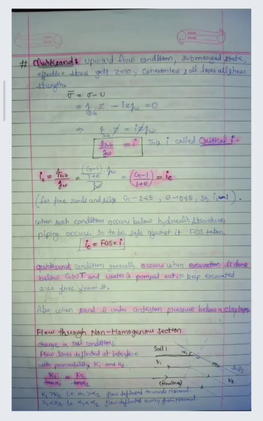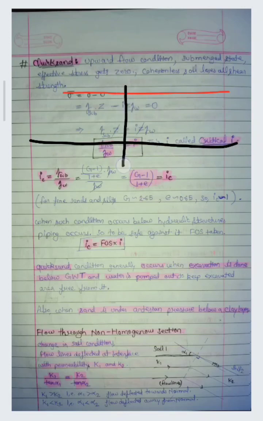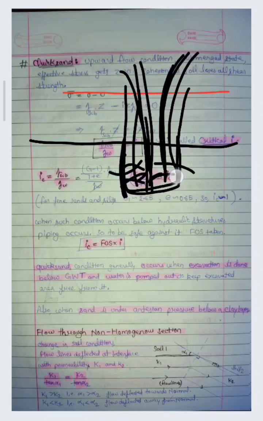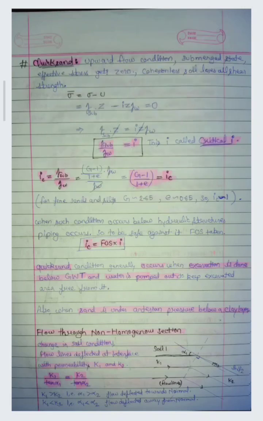Now quicksand condition generally occurs when excavation is done below the groundwater table. Suppose this is the ground. Now the groundwater table is this. Now if we start excavating and we reach below the groundwater table, and we keep pumping out the water that seeps into the dug hole, and this continues for a time, then suddenly the particles on the side of this dug hole will start to free float, as the effective stress on them will be 0. So suddenly the collapse will happen. So in this case, the quicksand condition will happen.